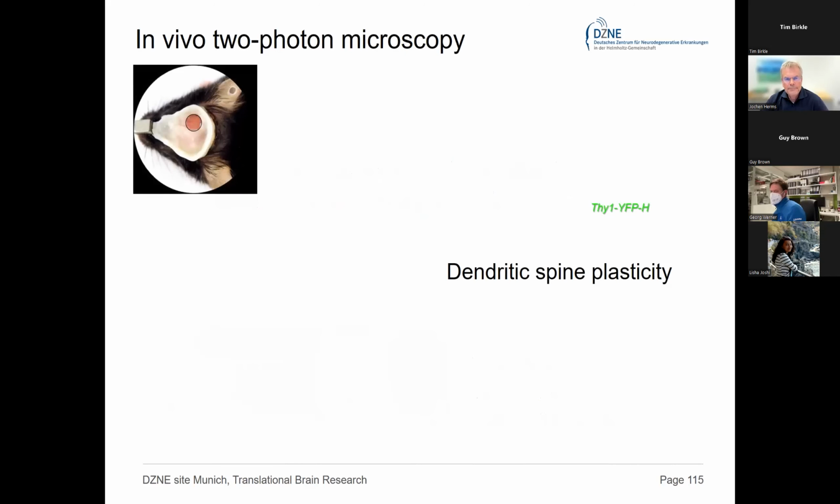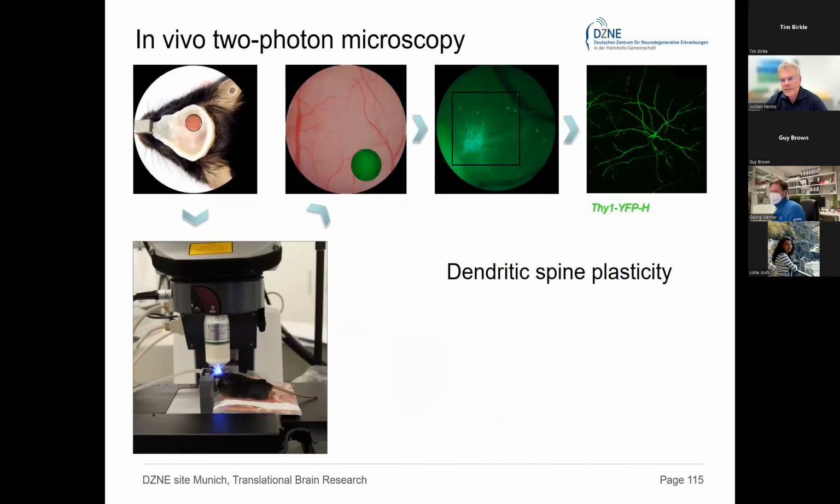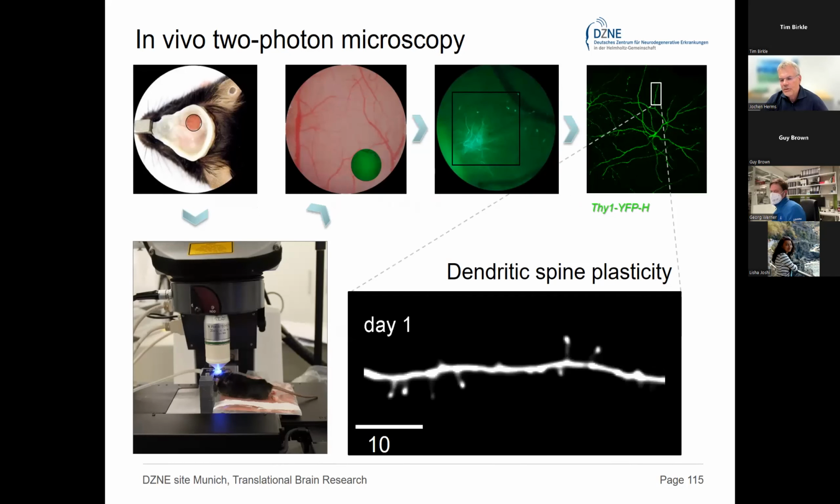So again, I'm talking about in vivo two-photon imaging. A glass window is implanted into the skull of a mouse. It is often a transgenic mouse where certain proteins are labeled. In this case, it's a YFP mouse where a subset of neurons are green. And this allows us to follow the fate of individual dendritic spines over time.